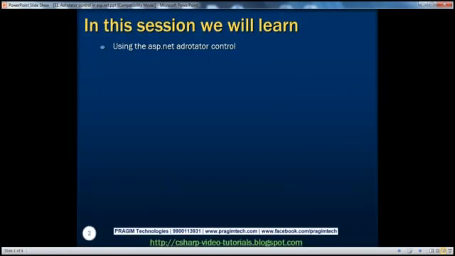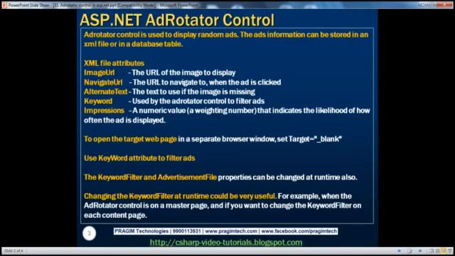In this session, we'll learn about using the ASP.NET Ad Rotator control. The Ad Rotator control in ASP.NET is used to display random ads. These ads can be stored in an XML file or in a database table. In this example, we'll see how to use an XML file. So let's flip to Visual Studio.